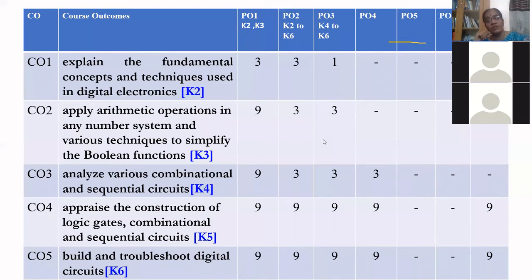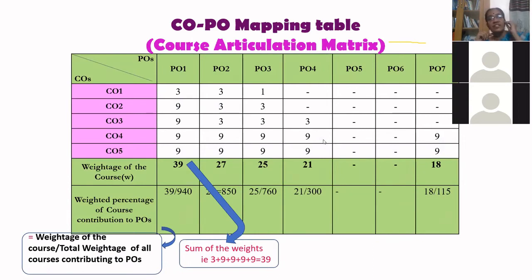But not all courses in your program should be like this. PO5 and PO6 should be covered in any one of the courses, any number of courses, but it is not compulsory that all the courses should address this. So this is another example. Similar to the previous example, I have calculated the weightage of the course as 39, 27, 25, etc.